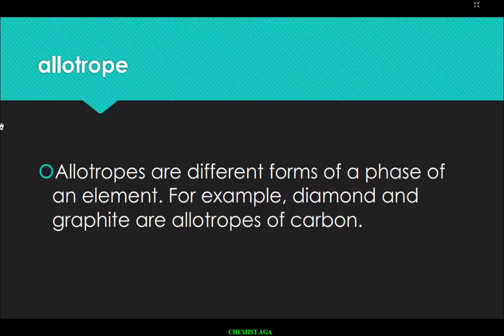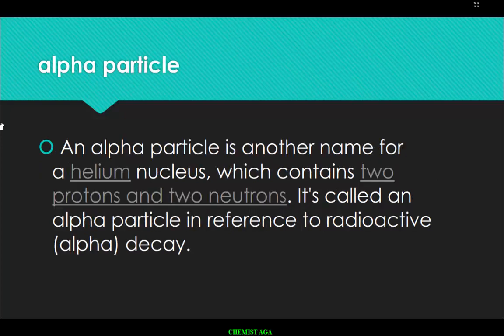Allotrope. Allotropes are different forms of a phase of an element. For example, diamond and graphite are allotropes of carbon. Alpha particle. An alpha particle is another name for a helium nucleus, which contains 2 protons and 2 neutrons. It's called an alpha particle in reference to radioactive alpha decay.